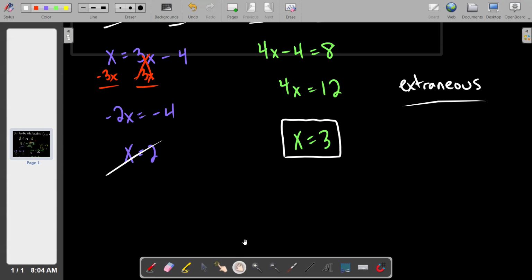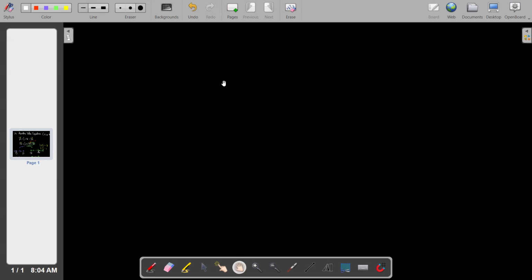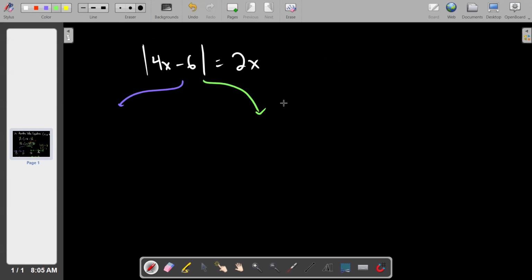Let's go again. This next one shouldn't take quite as long. This one's going to be the absolute value of 4x minus 6, and it's just going to equal 2x. No prep work necessary because the absolute value is already by itself. So we are immediately just going to go into split mode. So we're going to go 1, 2. Just create 2 equations right off the bat.